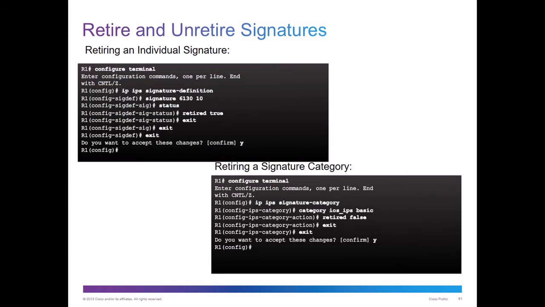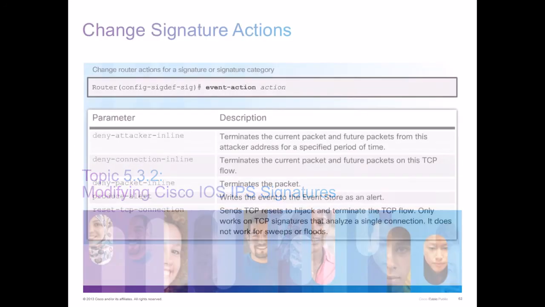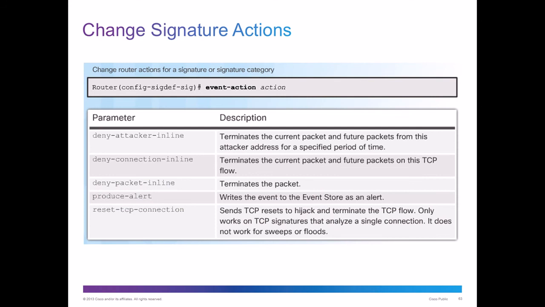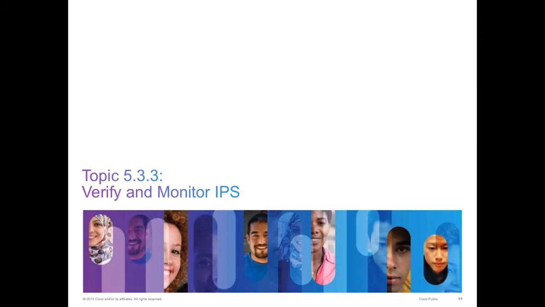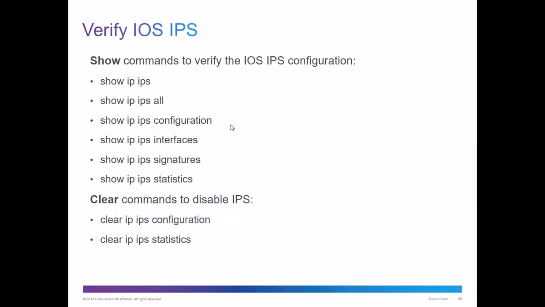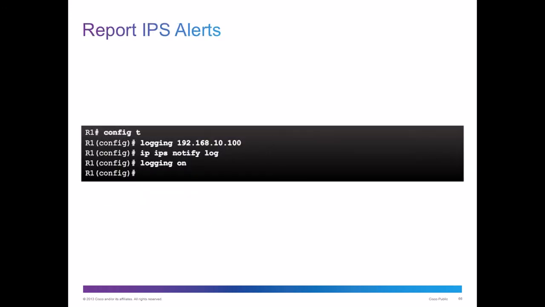Okay, moving on. To retire and unretire signatures, you can use these commands, for any specific signatures that you want to retire or unretire. This is to unretire. To monitor, you can use event action, or you can use any of these commands to verify IOS IPS. And finally, to report IPS alerts, you can use this command as well.